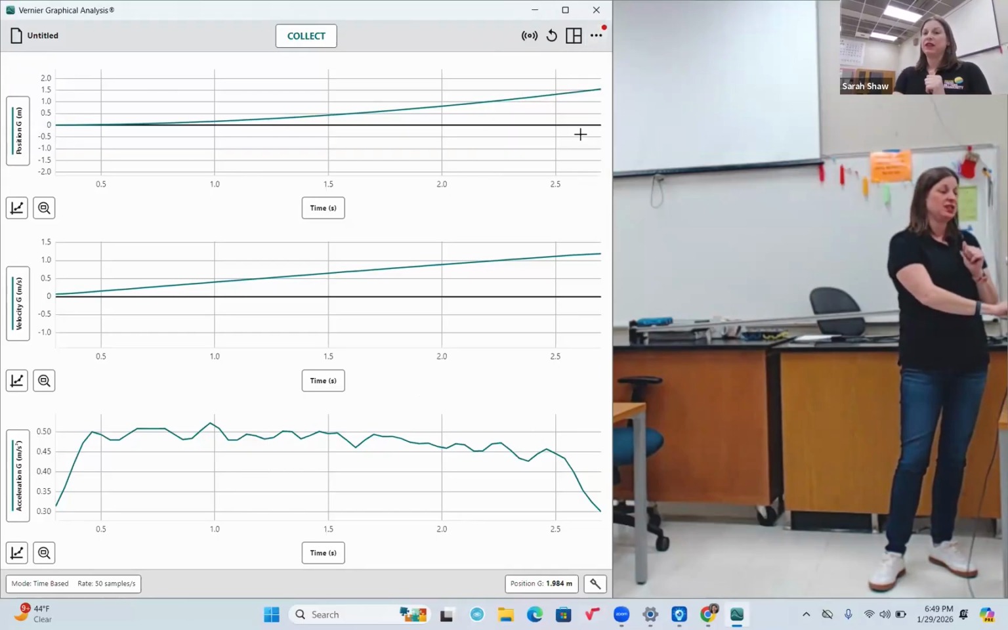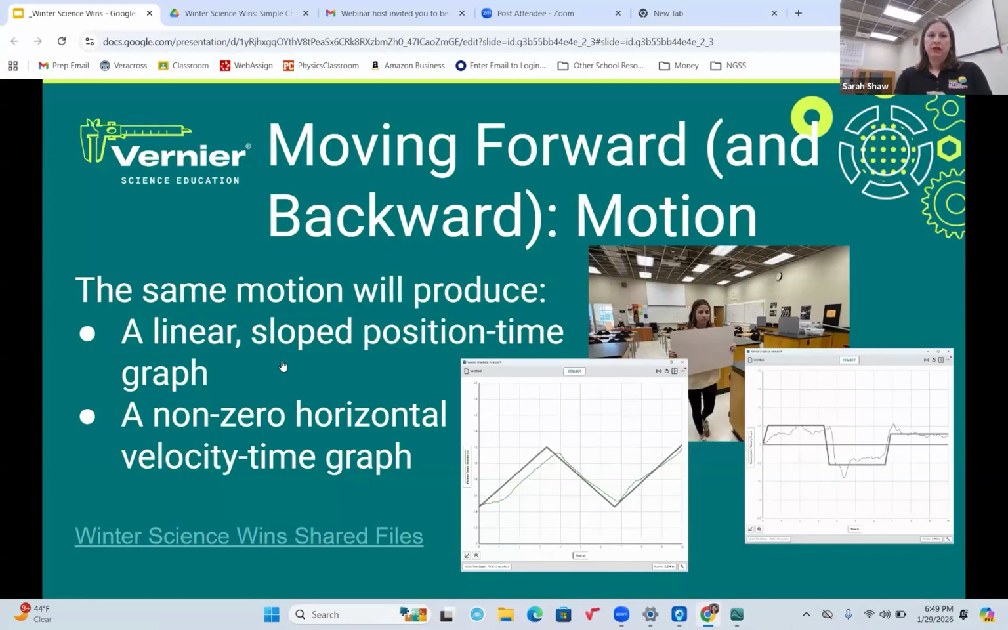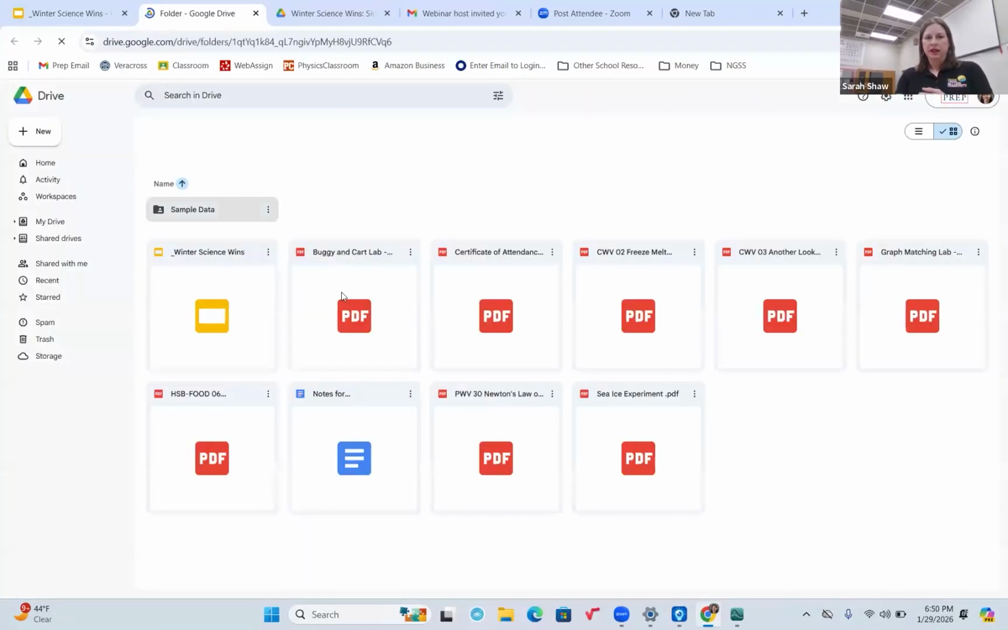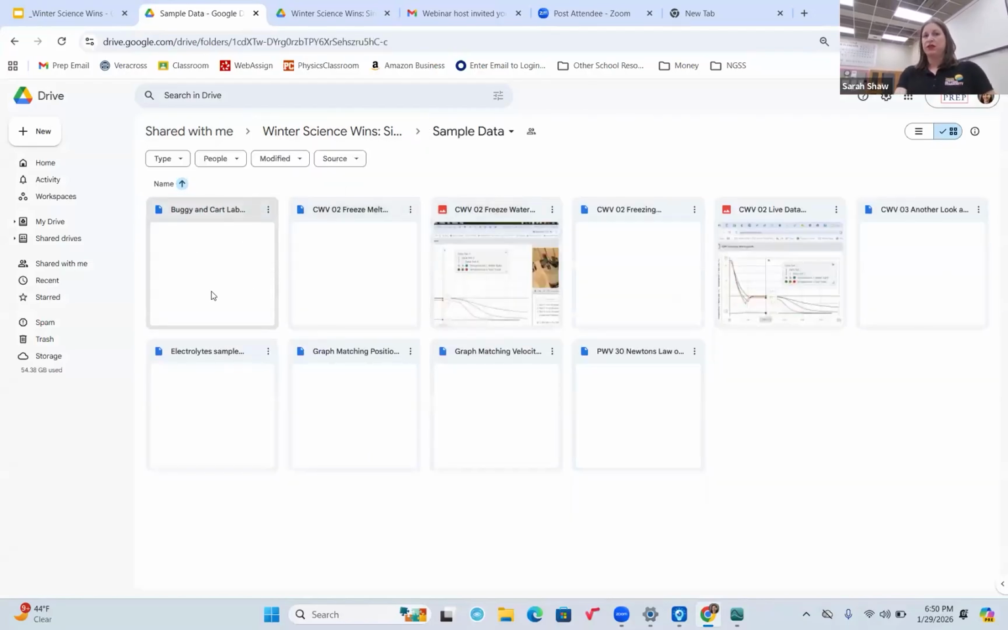Then I have my students save everything, and they also have to take screenshots and turn in screenshots. But if you look on the shared folder, we'll go back to the shared folder. I have in here the lab we just did, the buggy and cart lab, and then the graph matching lab is here. That one's modeled off of Vernier's from years ago. I just ended up retyping some things, but if you have Vernier's graph matching lab, it's the same one. I think the cart lab is very similar to the one that they publish as well. And then I have some data that goes with it if you want to just use my data or have your students analyze.